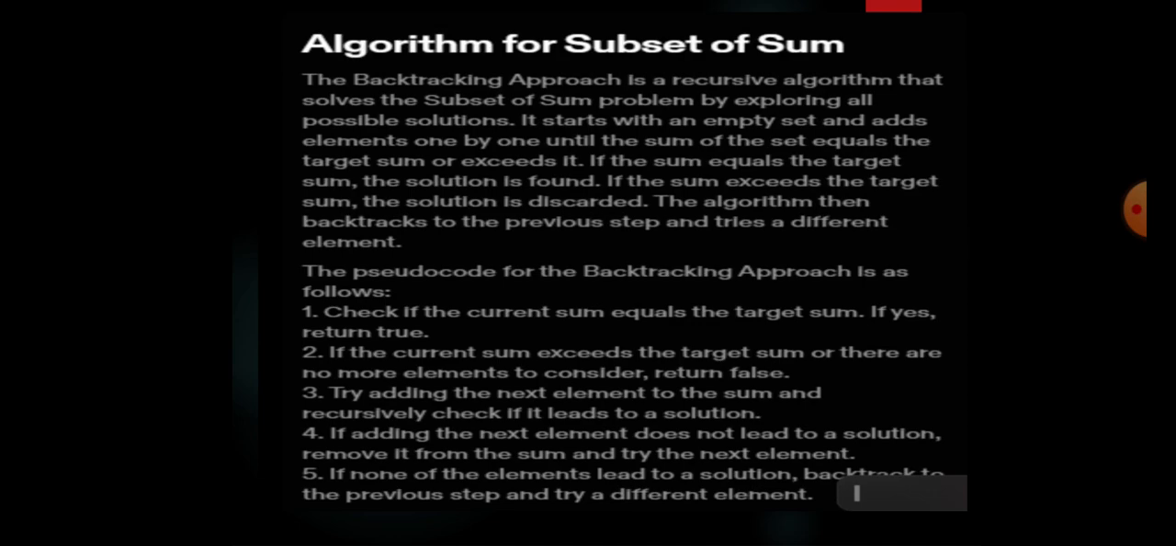Next we are going to see the pseudocode for the backtracking approach. First, check if the current sum is equal to the target sum. If yes, return true. Second step, if the current sum exceeds the target sum, or if there is no more element to be considered, return false. Third step is to try to add the next element to the sum and recursively check if it leads to the solution. Fourth step is, if adding the next element does not lead to the solution, remove it from the sum and try the next element. Fifth step is, if none of the elements lead to the solution, backtrack to the previous step and try a different element. So this is what we call the pseudocode for the backtracking approach.